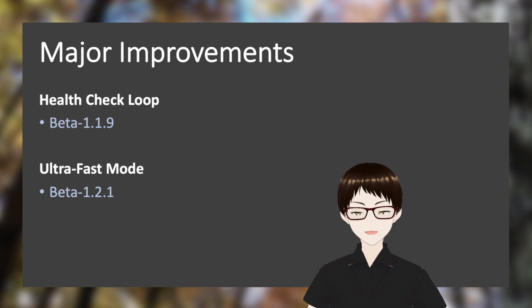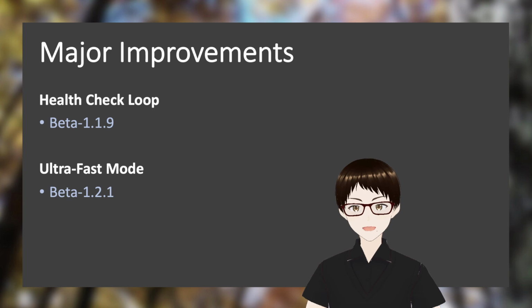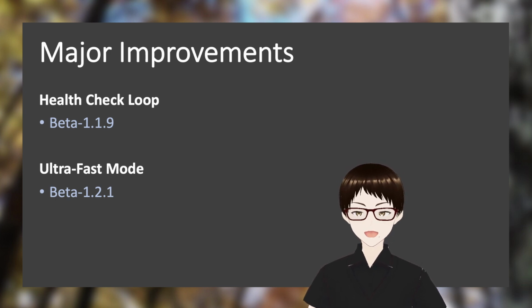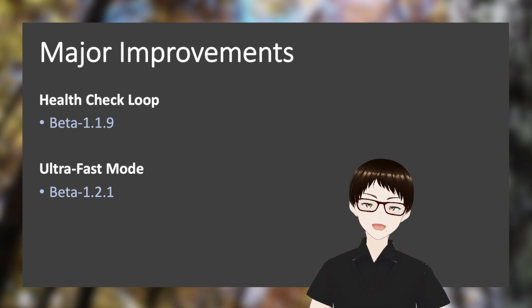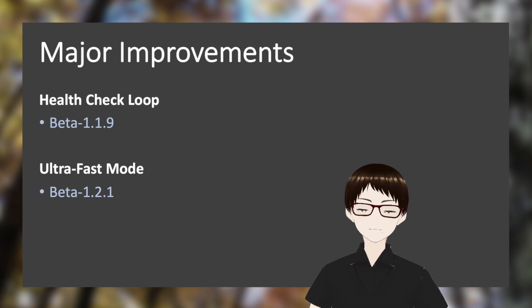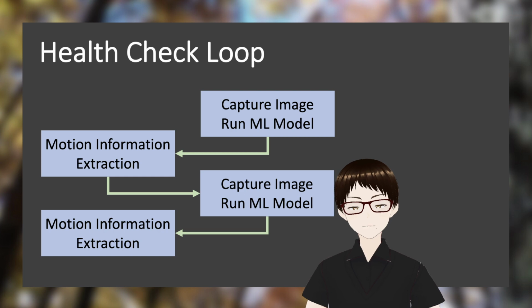We also improved our documentation and made some little implementation improvements in our hand and head tracking, things like that. But yeah, these are the two major development items. In this video we're going to do a deeper dive into what we had done in these two items. The first one is the health check loop.